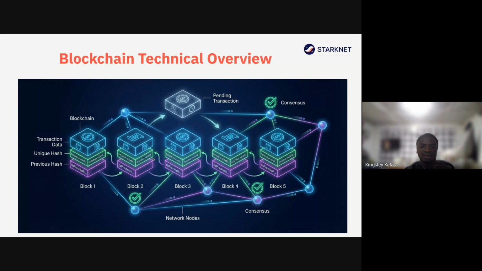Yeah, so these are the basic components of your blockchain. You have the blocks, you have transactions, you have the consensus mechanism, and then you have the node itself.